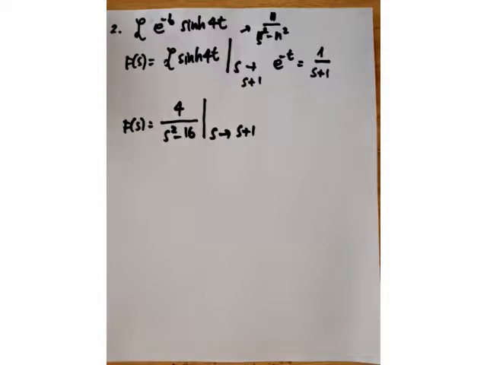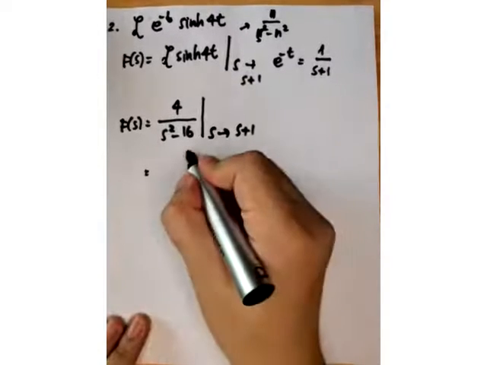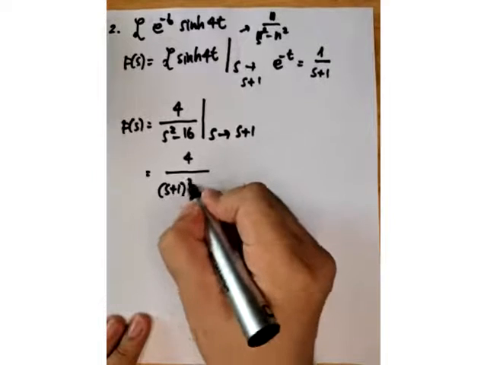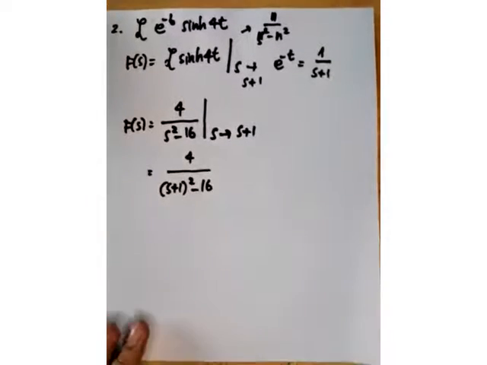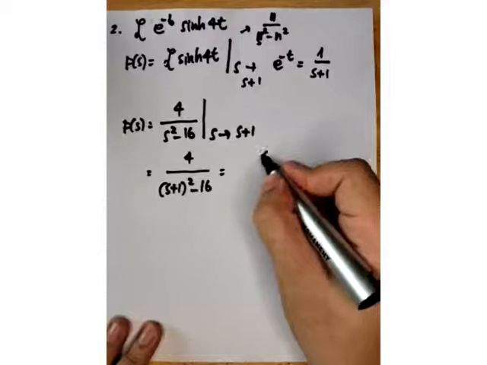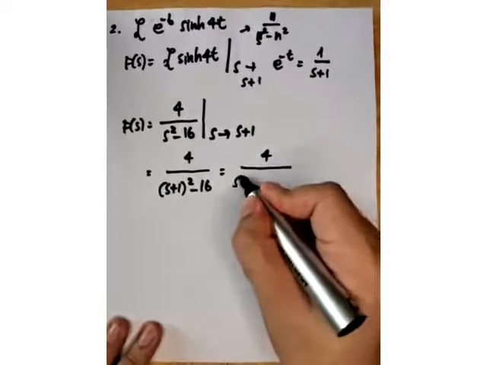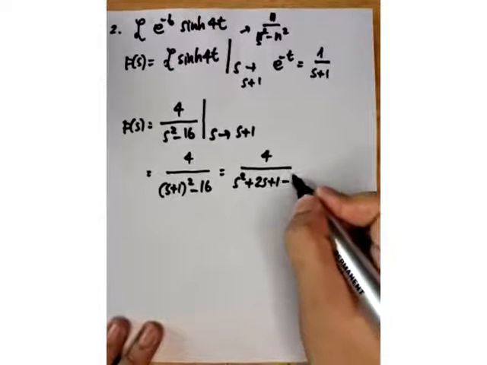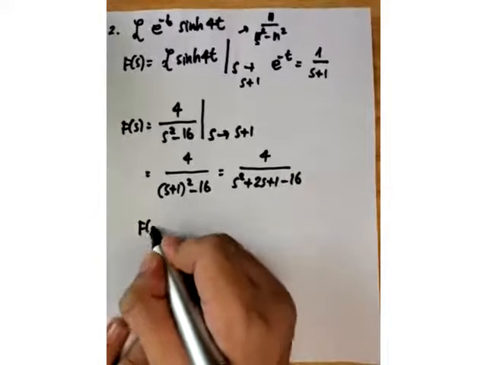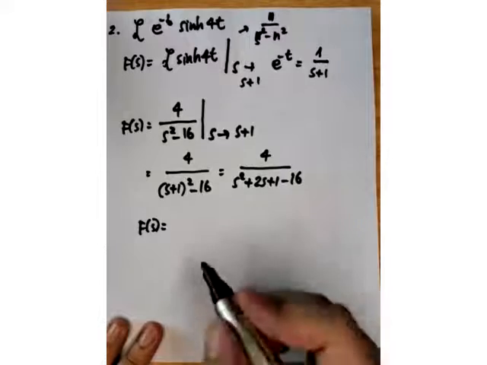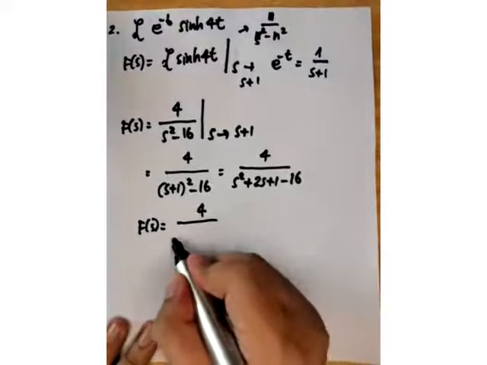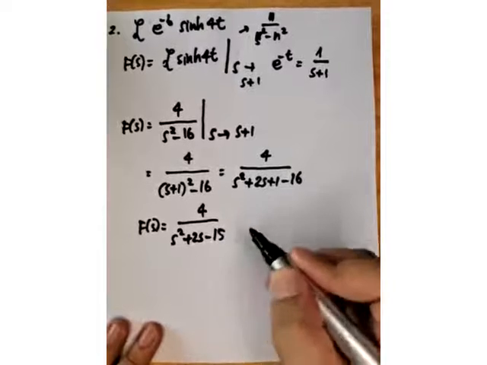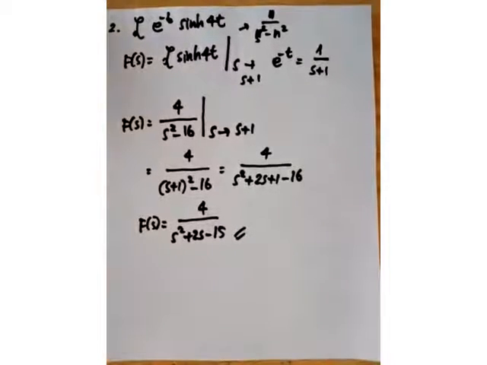So that's equal to 4 times quantity s plus 1 squared minus 16. Then we simplify. That's equal to 4 over s squared plus 2s plus 1 minus 16. So our Laplace transformation is equal to 4 over s squared plus 2s minus 15. This is our final answer.